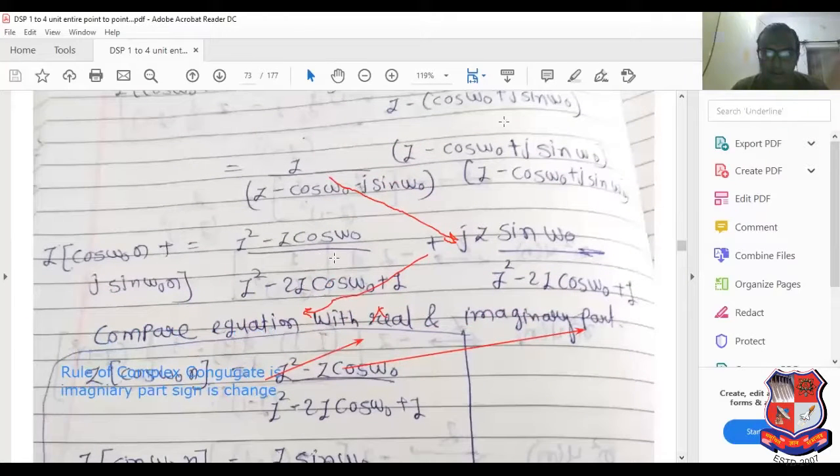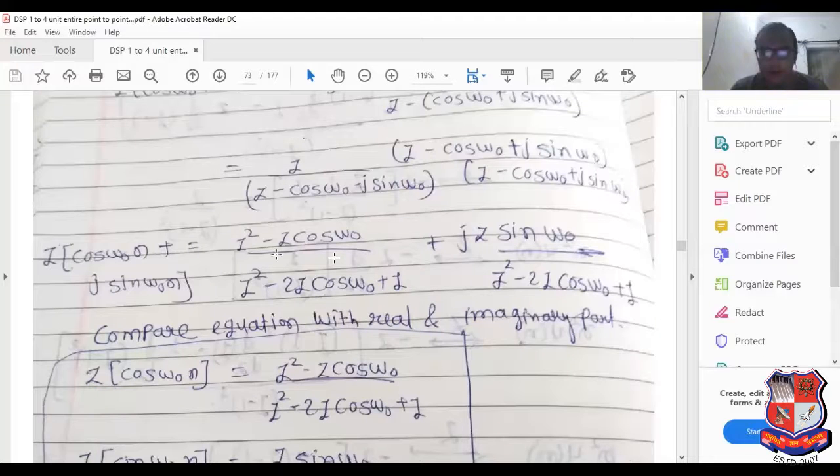z square minus 2z omega 0 plus 1, and here z square minus z cos omega 0 plus jz sin omega 0, divided by z square minus 2 cos omega 0 plus 1. Now if you compare the real and imaginary parts, see this, here cos omega 0 n is already present. So here it is the answer. See, this is the answer for cos omega 0 n.